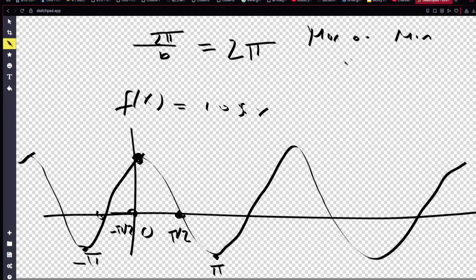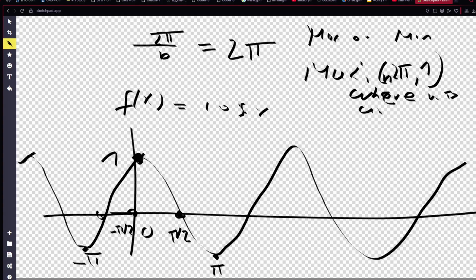Well, max would just be the repeated top values for the y. So this one is at 1, as we know from our trigonometric knowledge. So it'd be 1 comma n 2 pi, essentially, where n is an integer. And it can also be 0 as well.